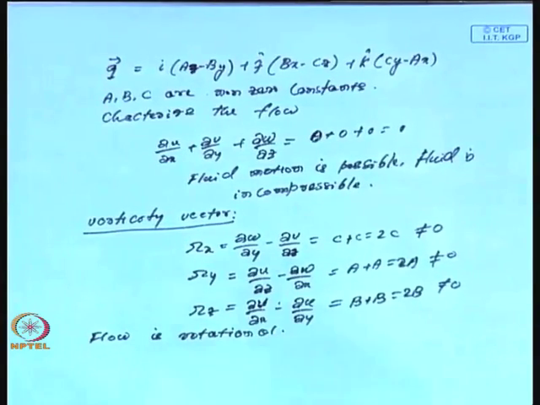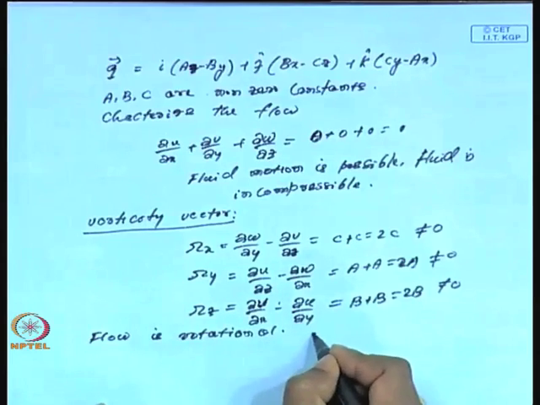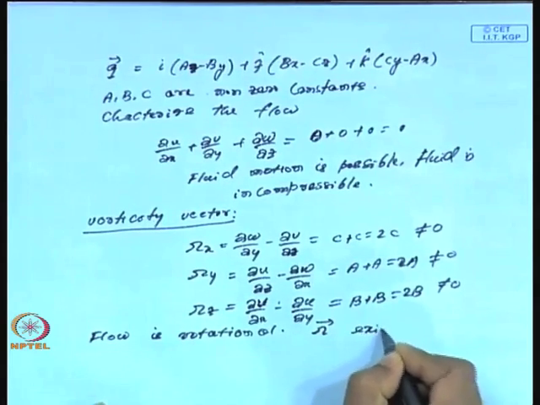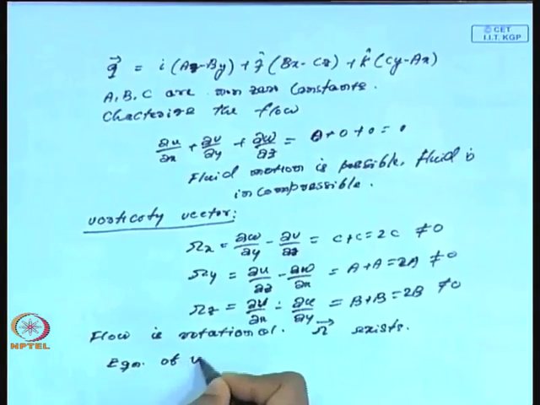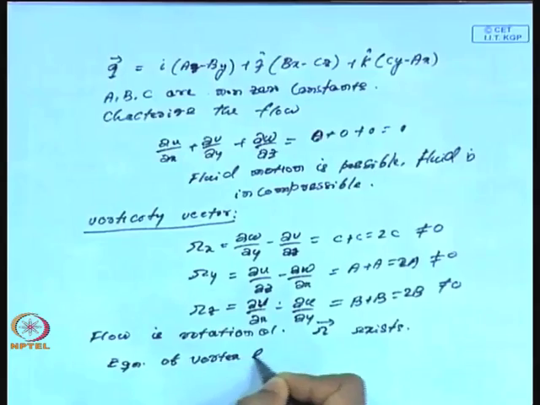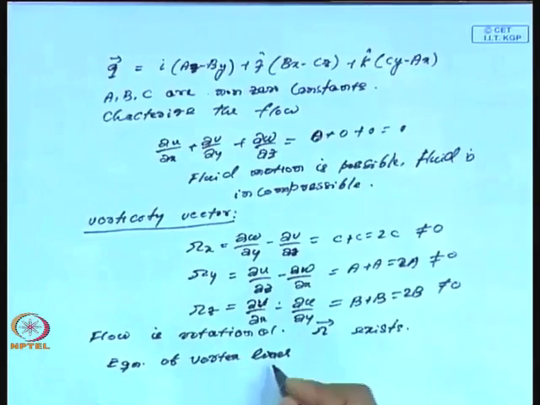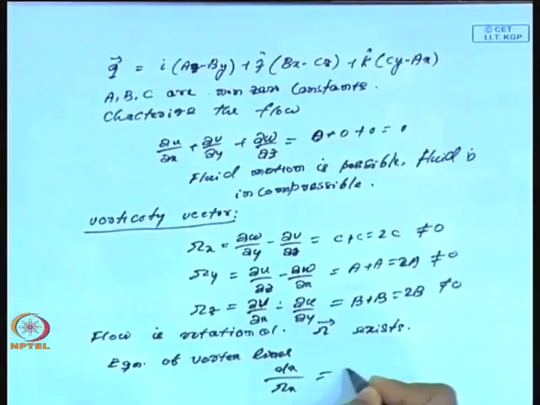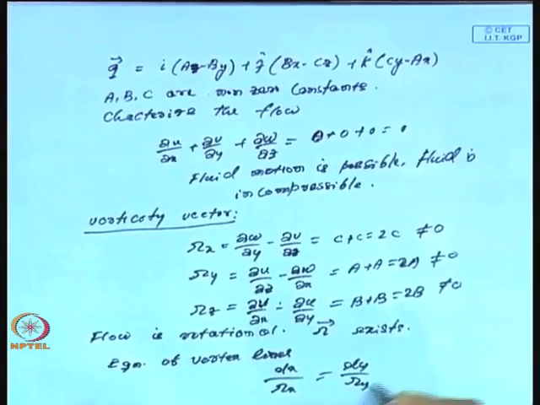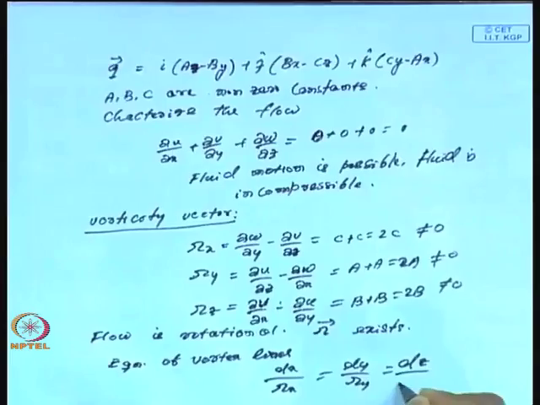In this case, the flow is rotational, and once the flow is rotational, we can have a vorticity vector. So, omega bar exists, and once omega bar exists, then we can find the vorticity vectors and the equation of vortex lines. If we want to find the equation of vortex lines, that means dx by omega x is equal to dy by omega y, equal to dz by omega z.